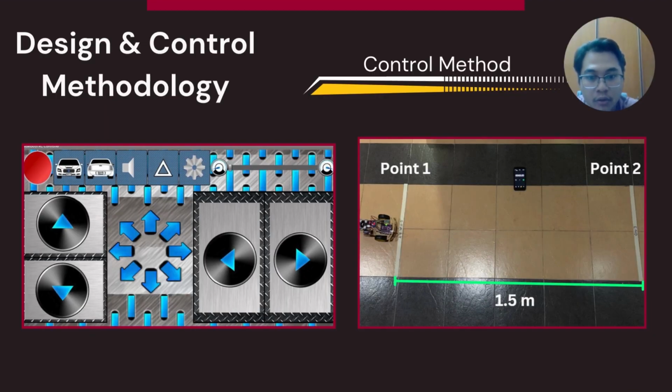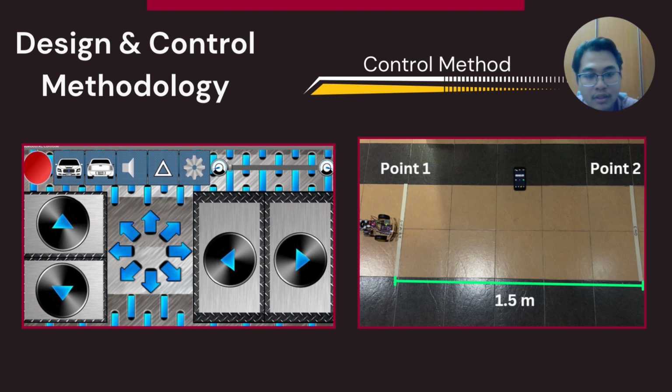Next, we move to the control method. The left figure is the interface of the Bluetooth RC controller application, which is used to control the mini EV to move forward, reverse, turn right, turn left, and control the speed. The right figure is the method that we use to carry out the speed test for the mini EV. We have set a track from point 1 to point 2 with a length of 1.5 meters. The car will move forward from point 1 to point 2 and then immediately reverse from point 2 to point 1 to complete a lap.